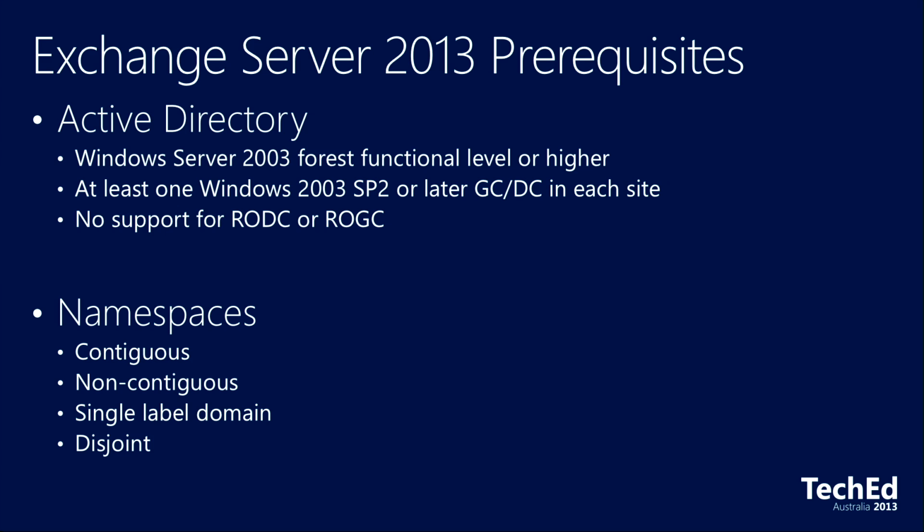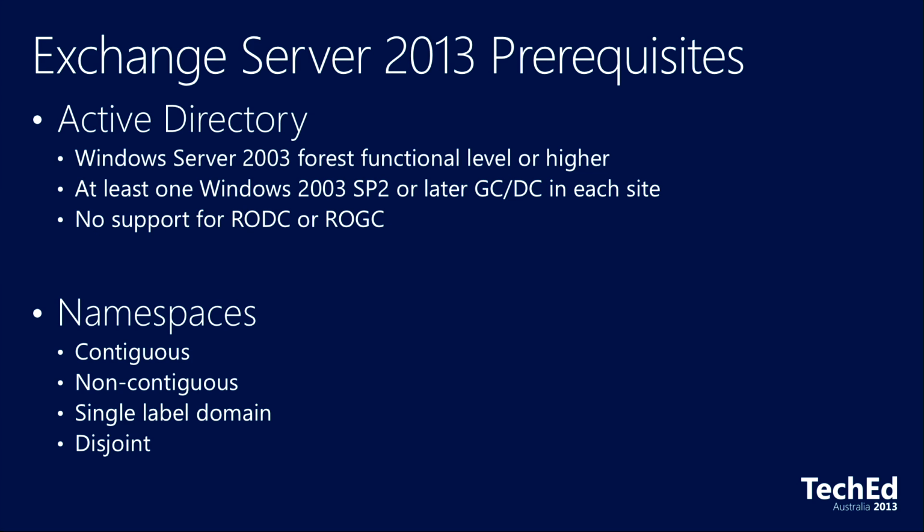So the good news is, for those of you who did raise your hand, we do support all the same namespaces that we supported with 2010 and with 2007. And to a large degree, we support things like a single label domain simply because Windows supports it. And if Windows support goes away for it, there's a pretty good chance that Exchange support for that namespace would also go away as well.